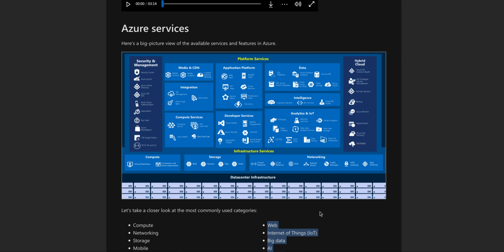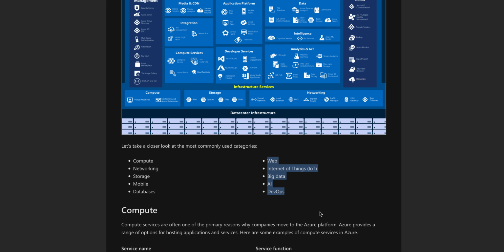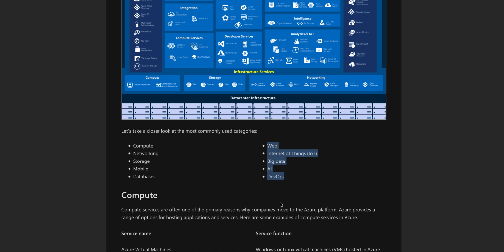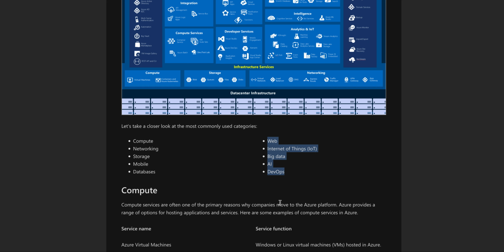So in the last video, we went through the introduction of Azure services and what it consists of. So we saw that the commonly used categories are compute, networking, storage, mobile, databases, web, Internet of Things, big data, AI, and DevOps. So now let's go through each one of them.